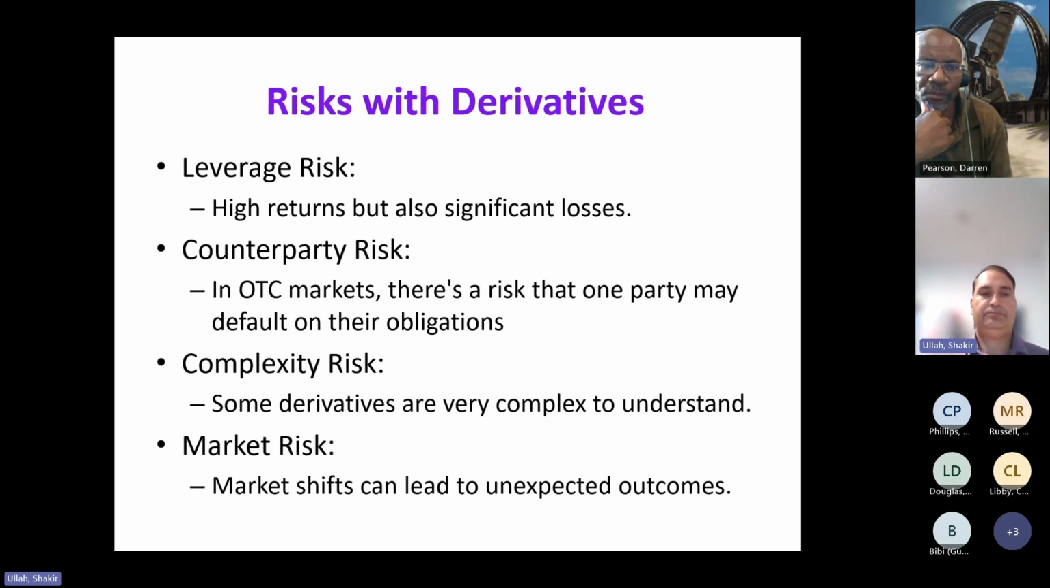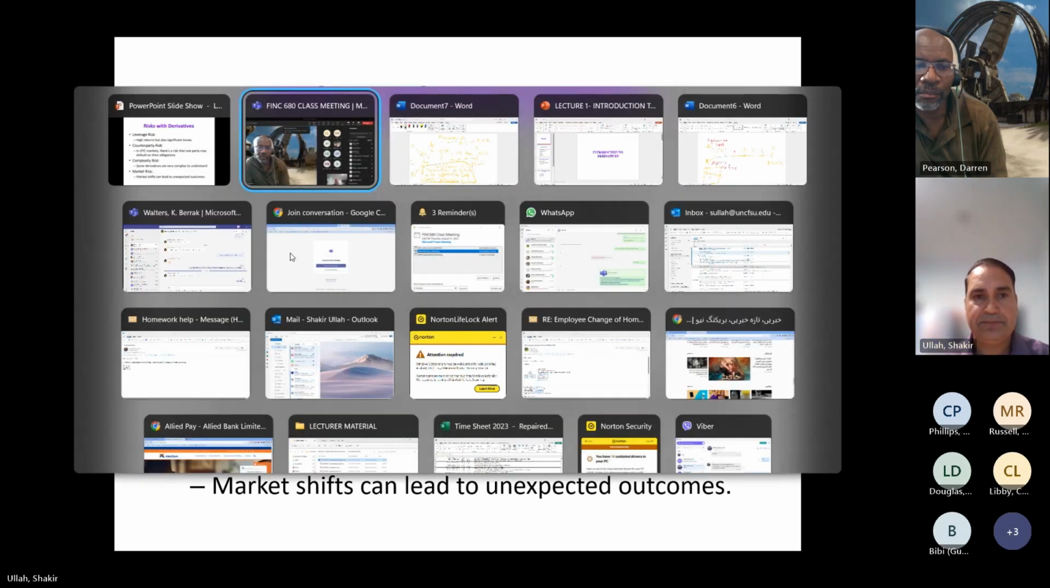So what are the few other things that are related? Leverage risk, as we just discussed: with $10,000, you can buy instruments of $100,000, which can give you a high return, but it can also give you significant losses. So leverage is one of the things. Counterparty risk is another element here. So what is counterparty risk? Can somebody explain it to me?